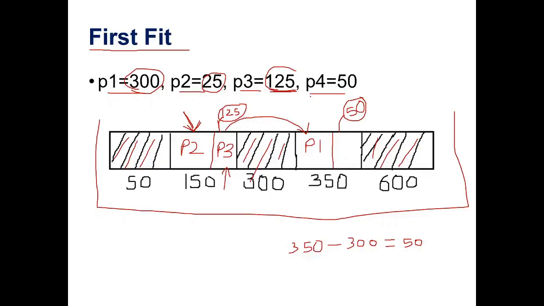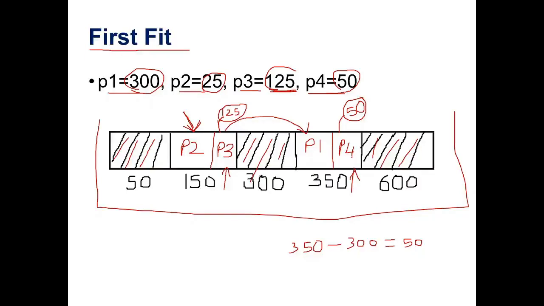Now the next process has come, P4, with size 50. It is going to search for the first free block. As this is the block available with size 50 and the process size is also 50, process P4 fits within this partition. So in this way all processes have been allocated to the main memory in the first fit algorithm.